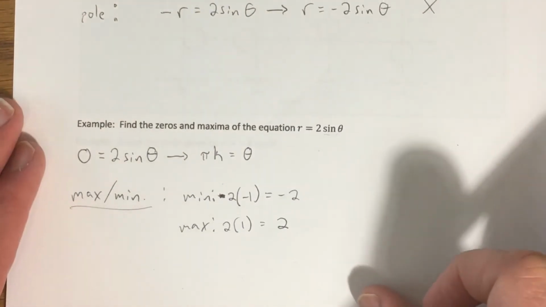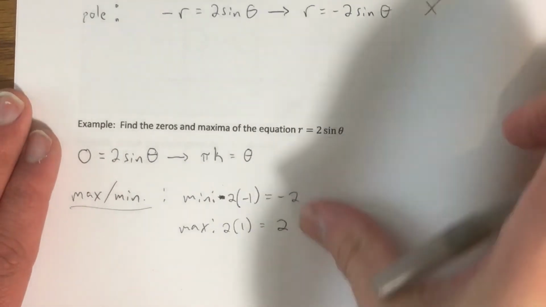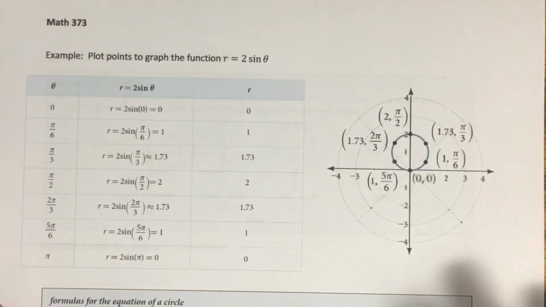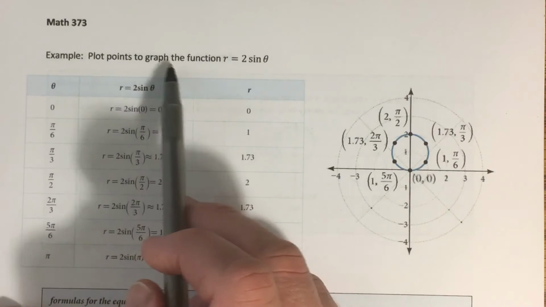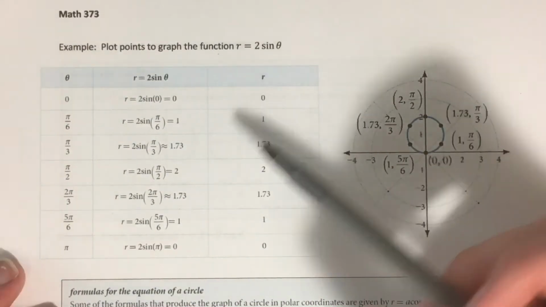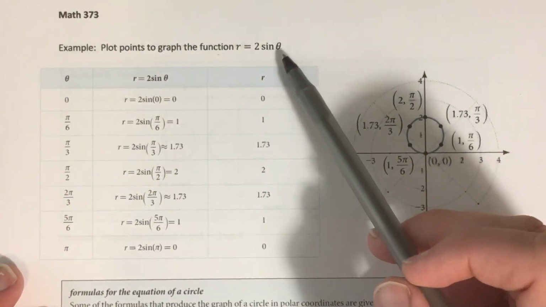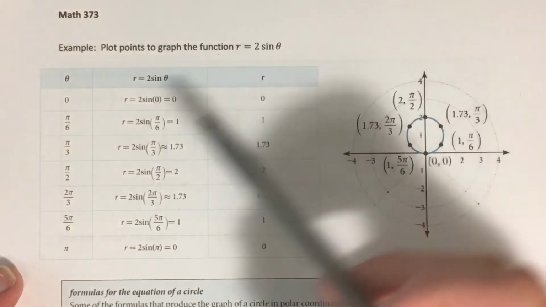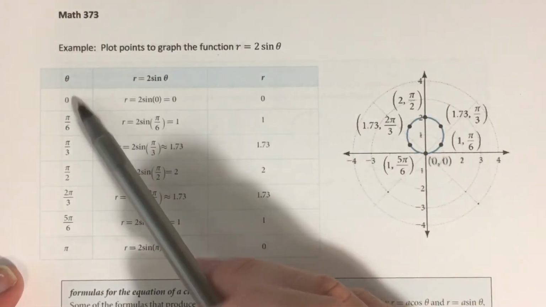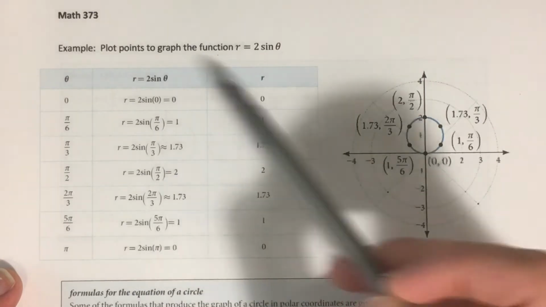But let's go a step further and actually graph the function we've been working with in these last two examples, r equals 2 sine of theta. Now this is actually from an example in your book, so we want to plot points to graph this function. What you would normally do is create a table like this, and we think of theta as your independent variable. This is the variable that we plug values in for. Because theta represents an angle, it's easiest to choose values that are from your unit circle. So you see some values from the unit circle here plugged in. We go from 0 to pi for this example.